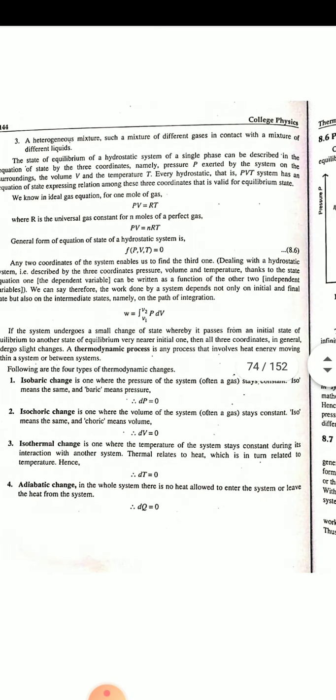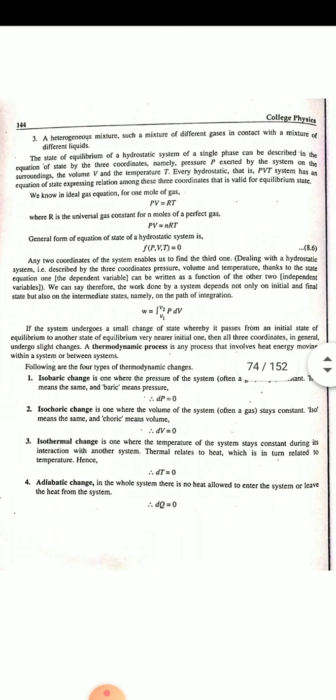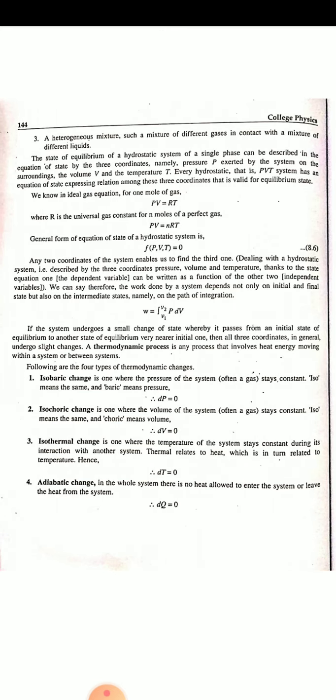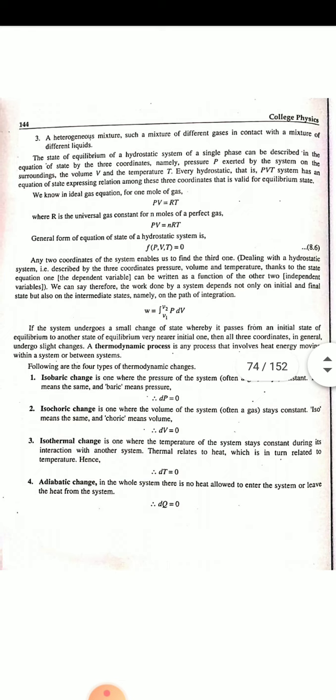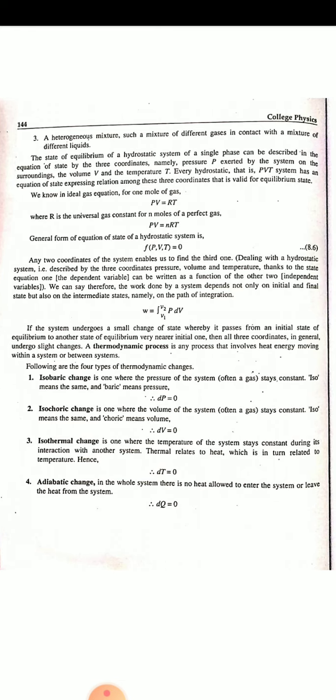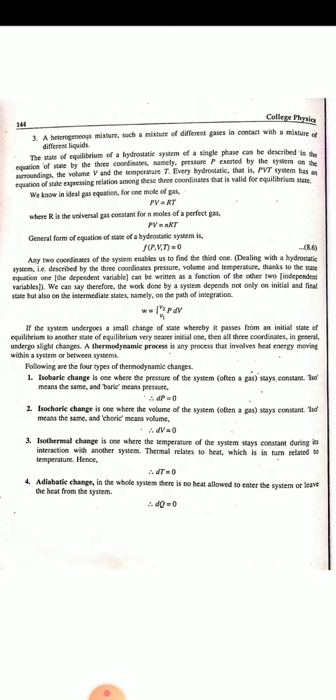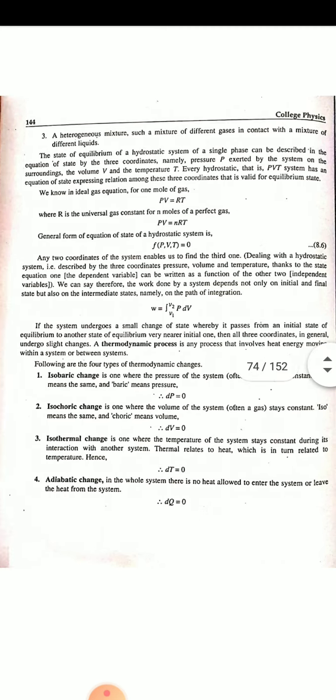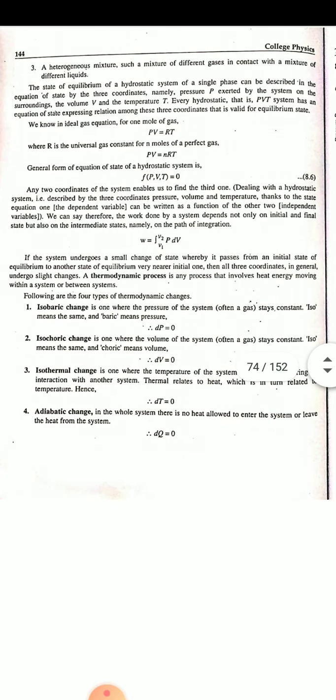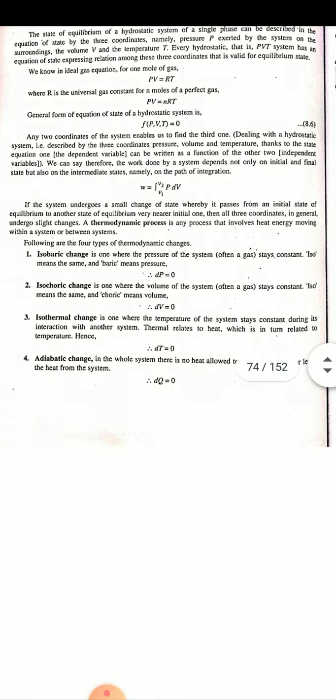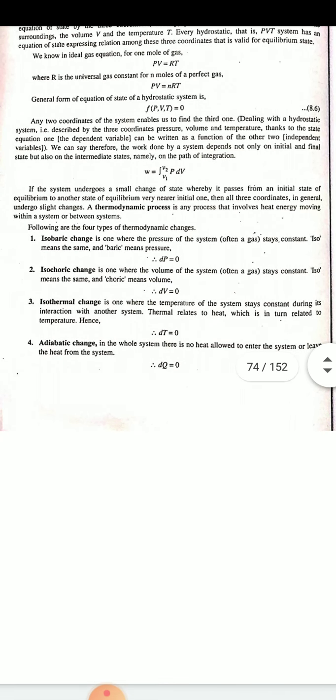The state of equilibrium of a hydrostatic system of a single phase can be described in the equation of state by the three coordinates, namely pressure, volume and temperature. Every hydrostatic, that is a PVT system, has an equation of state, an expression relating these conditions, that is valid for the equilibrium state. That is the ideal gas equation: PV is equal to RT for 1 mole, where R is the gas constant, and n is the number of moles of the perfect gas, PV is equal to nRT. The general form of the equation of state for the hydrostatic system is f(P, V, T) is equal to 0. Now you can apply it for that work.